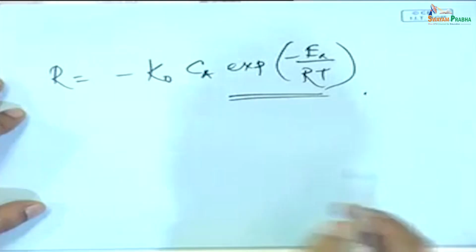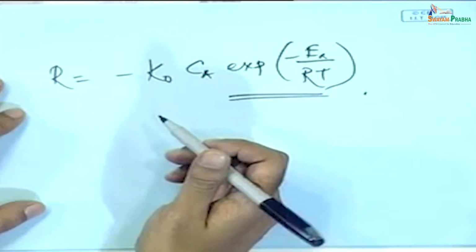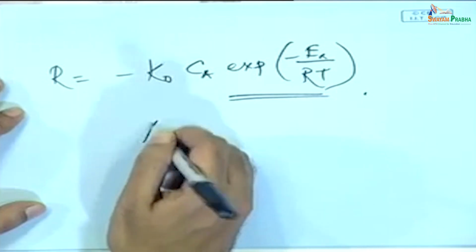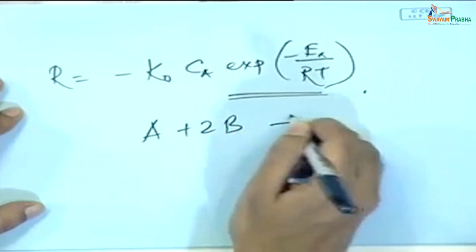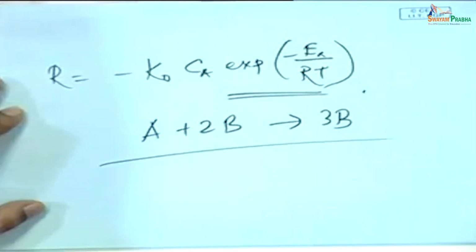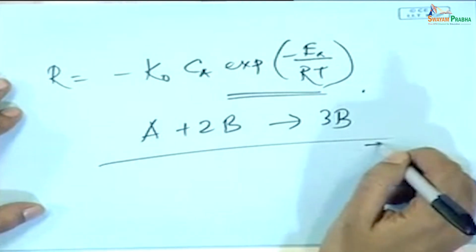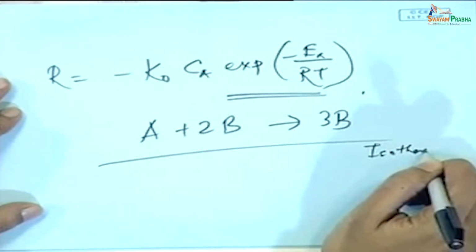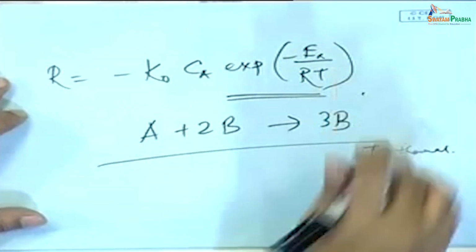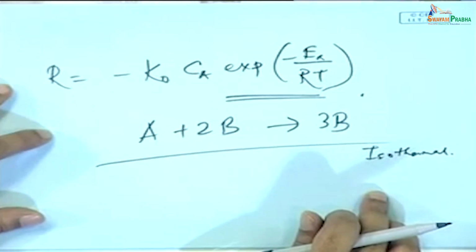Okay, I'll give you a simpler example. This A plus 2B giving 3B. Okay, let's look at this. Isothermal. So that also gives the similar kind of thing, right?